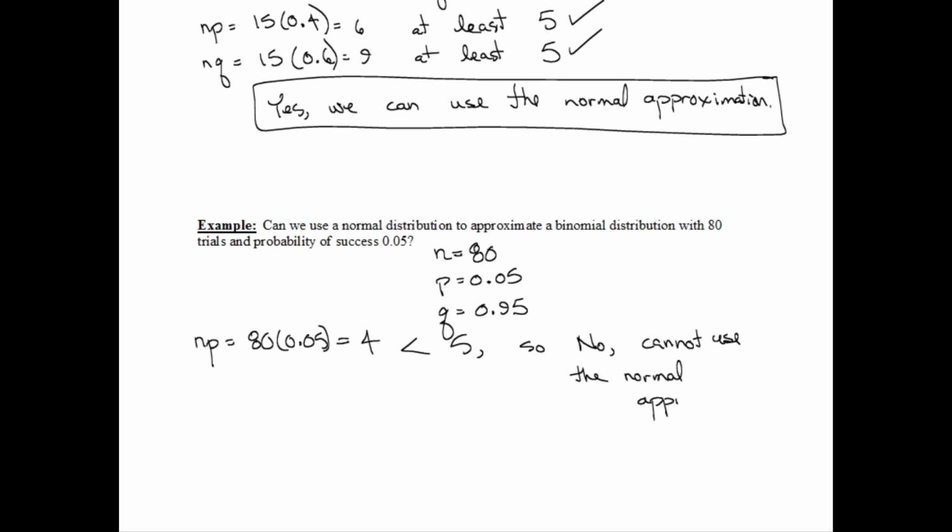When you run into problems is when you have a relatively small number of trials, but your probability of success and failure are very close to the ends, close to 0 or close to 100. Here we have 0.95 and 0.05. They're very skewed. The probability of success and failure are not close to one another. So in that case, you need a lot more trials to make it a good approximation. Just out of curiosity, how many trials would we need?